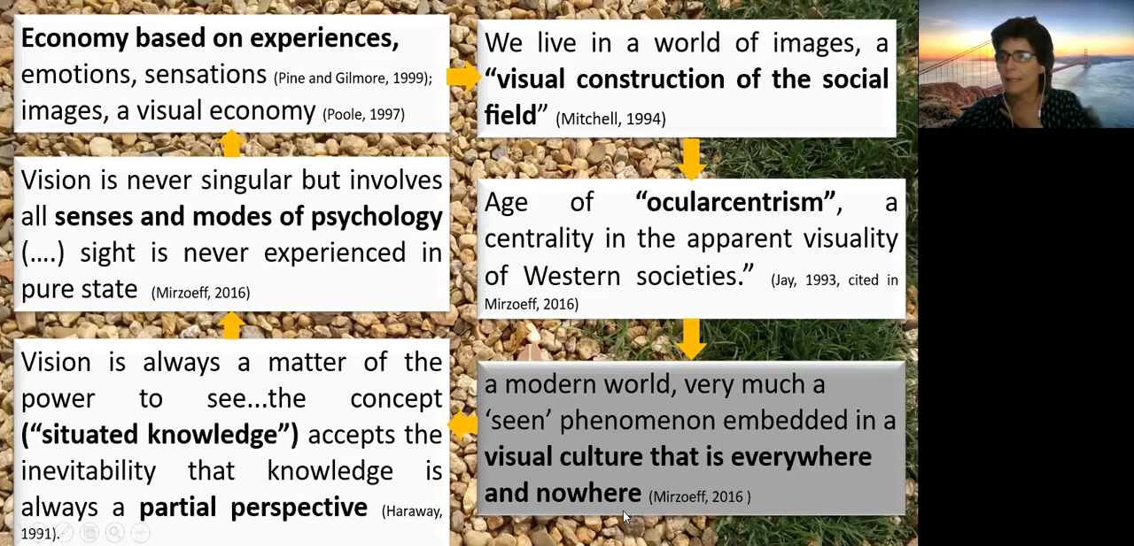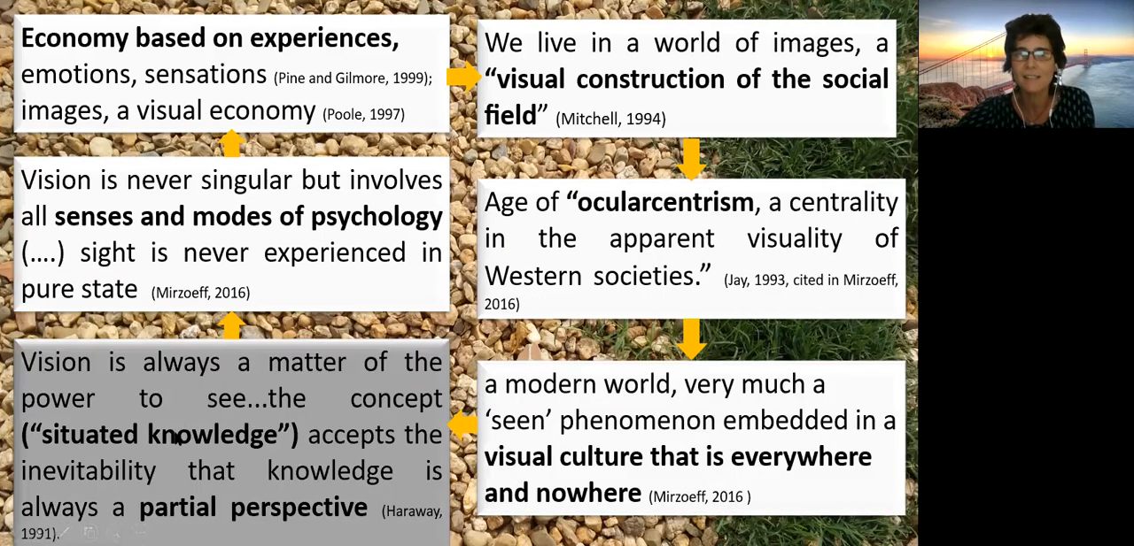We are surrounded by, for instance, social media, with lots of images. And sometimes these means of communication are everywhere, but sometimes they are nowhere, because we have a lot of information and we really don't know what to do with this information. Another interesting idea is that Haraway mentioned this: when we have visual, it is always a matter of power to see.